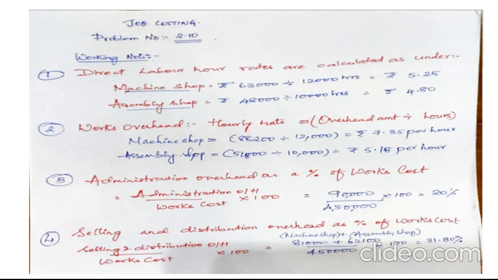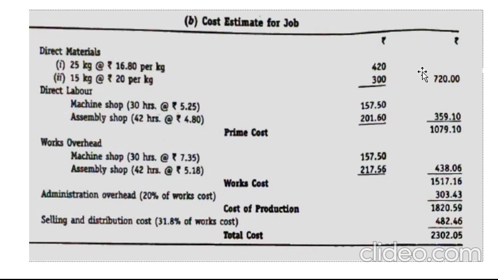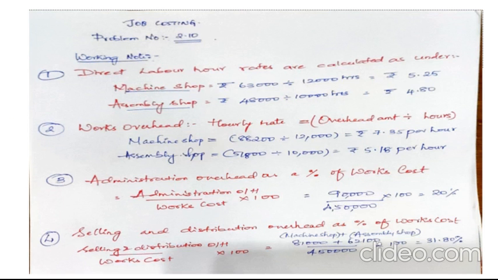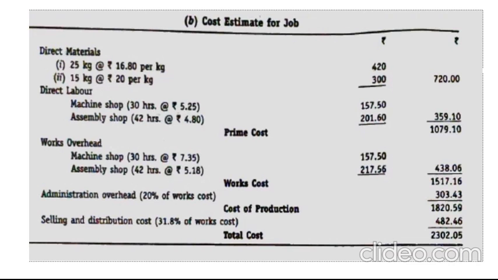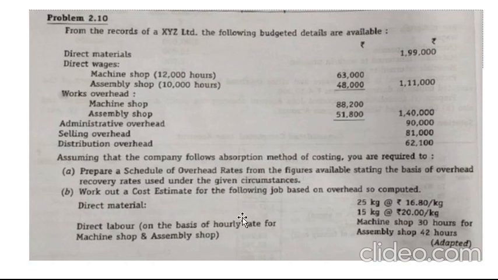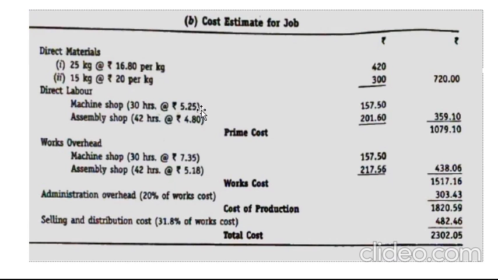So we can go to the cost sheet now. Direct material is done. Next, direct labor, we have found out the per hour rate. So per hour is 5.25 and 4.80 as per the calculation. Now we will calculate. So how many hours is machine shop working? As per the question, machine shop is working for 30 and assembly shop for 42. So 30 into 5.25 and 42 into 4.80, which will give you 157.50 and 201.60.